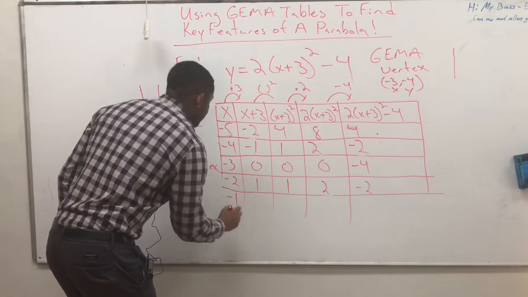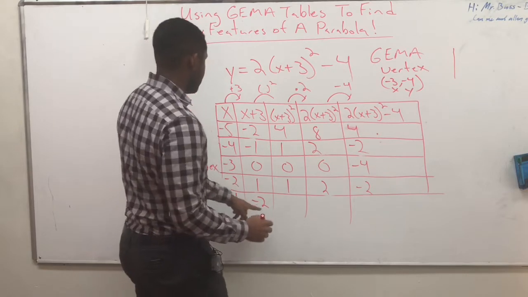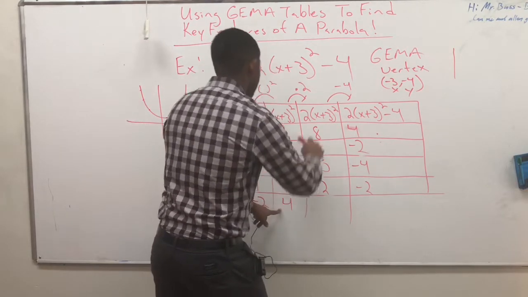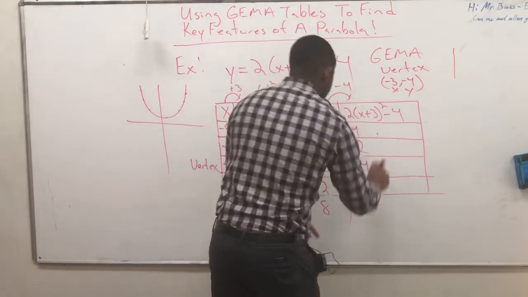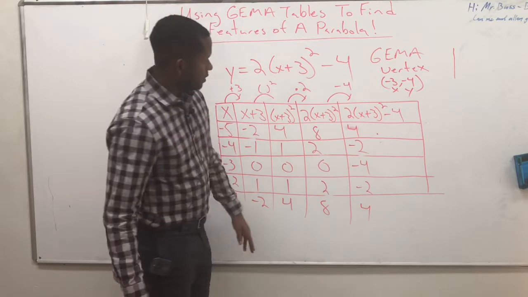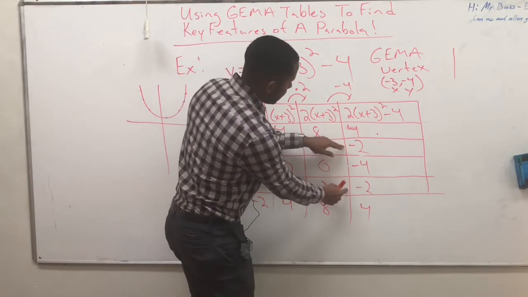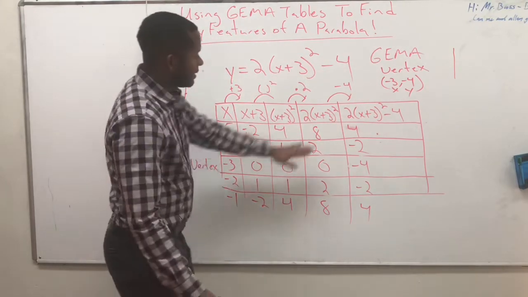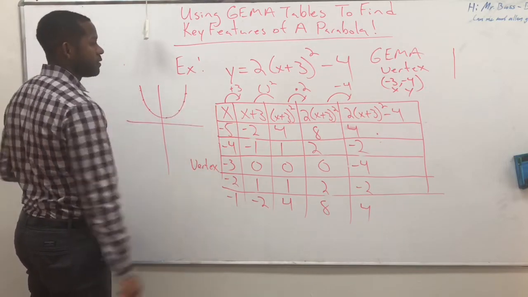We're going to go negative 1. Negative 1 plus 3 is negative 2. Negative 2 squared is 4. 4 times 2 is 8. 8 minus 4 is 4. See this symmetry. I go from negative 4 to negative 2 to 4, right? So I can see it mirroring just like it mirrors in the graph, okay?